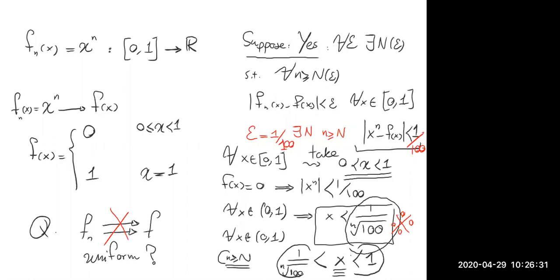And actually, that's the reason for this phenomenon which we are seeing here. x to the n is continuous, but f of x is not continuous. And actually, that wouldn't happen if the convergence is uniform. So that's an important theorem, which I will talk about. But before that, let's look at a few more examples.